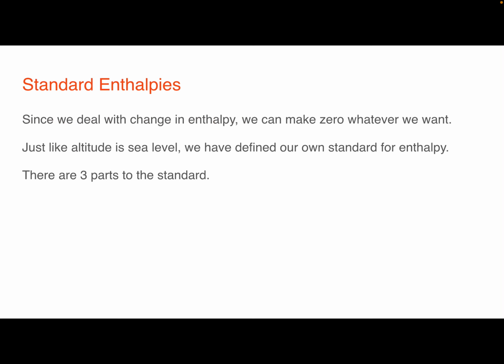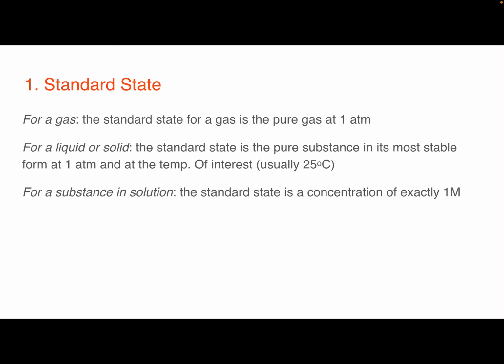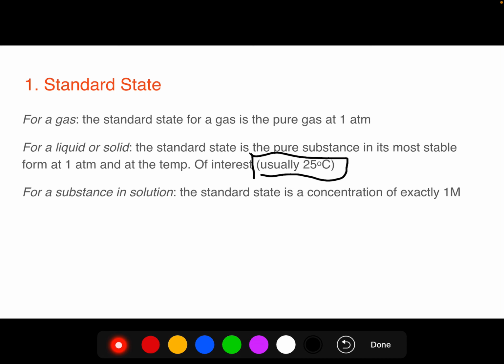We just chose one. So there's 3 parts to a standard. The first one's standard state. So gases are always at 1 atmosphere, and they're pure. Liquids and solids, they're the pure substance in the most stable form at 1 atmosphere and the temperature of interest. But the temperature of interest is usually 25 degrees Celsius or 298 Kelvin. They're the same thing. If it's in solution, then it's a 1 molar solution.